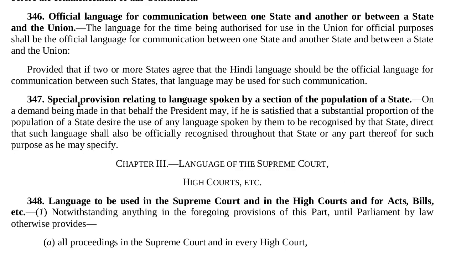Article 347, Special provision relating to language spoken by a section of the population of a State. On a demand being made in that behalf, the President may, if he is satisfied that a substantial proportion of the population of a State desires the use of any language spoken by them to be recognized by that State, direct that such language shall also be officially recognized throughout the State or any part thereof for such purpose as he may specify.